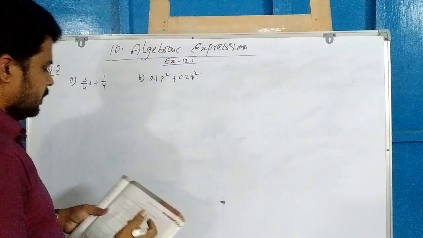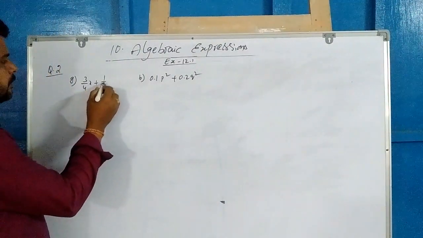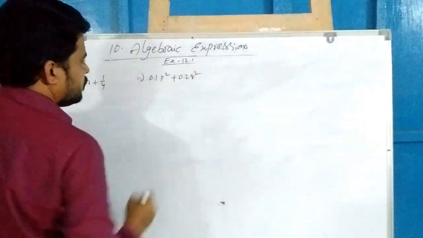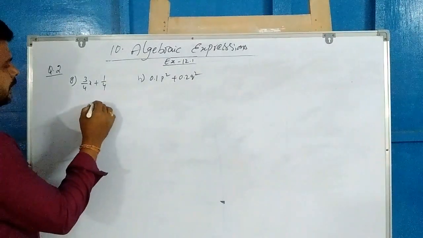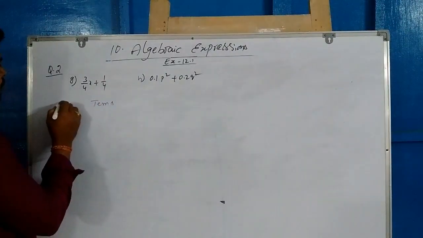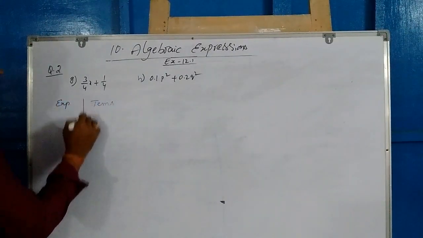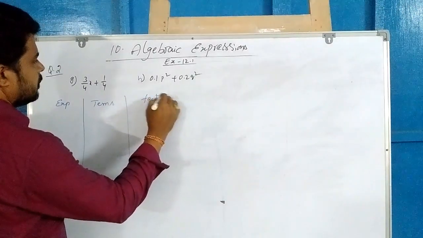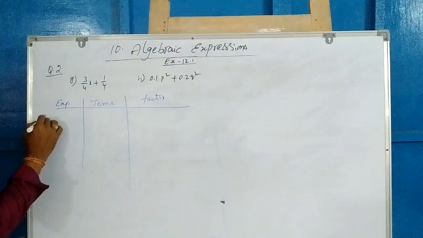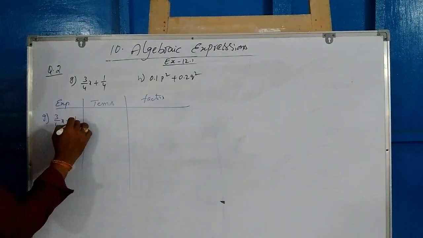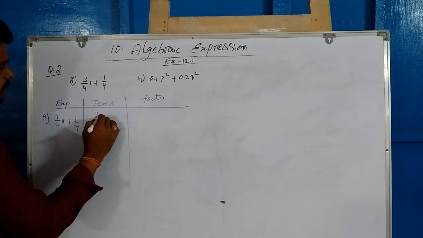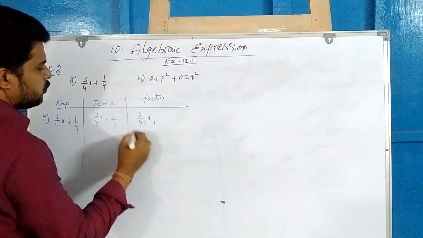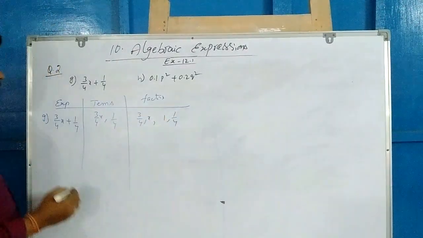So second Roman, we have another two sums. G: 3 by 4x plus 1 by 4. H: 0.1 b square, 0.2 q square. So expression, terms and factors. What is the first expression? 3 by 4x plus 1 by 4, terms 3 by 4x comma 1 by 4. What are the factors of 3 by 4x? 3 by 4 comma x. 1 by 4, 1 comma 1 by 4.